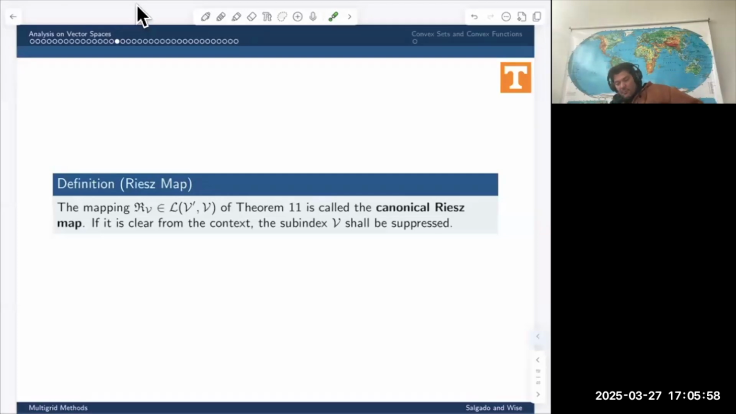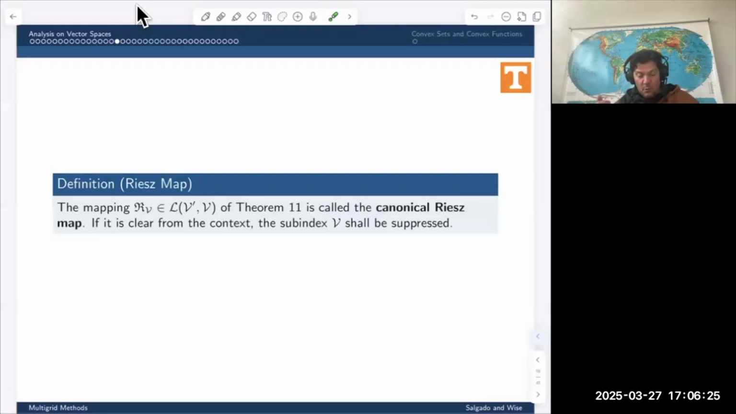The first thing is, well, it wasn't clear at all that this defines a mapping. Secondly, it wasn't clear that it's a linear mapping. And third, it wasn't clear that it's a bounded linear mapping. So let me show you that it's all three of those things, okay? That it's actually a mapping, that it's actually a linear mapping, and that it's actually a bounded linear mapping.